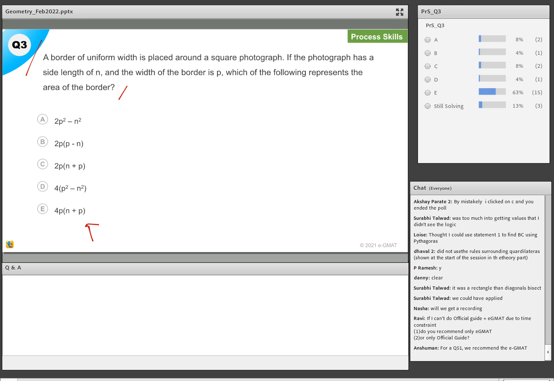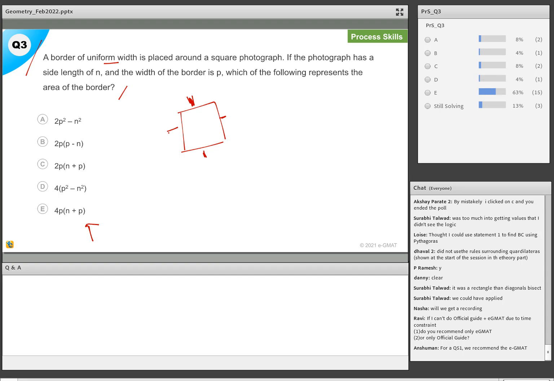All right. So this question, when it says a border of uniform width placed around a square photograph, immediately your brain should visualize the square photograph. Border of uniform width. What do you mean by uniform width? Which means if it is some particular distance this side, it's the same distance here, it's the same distance here, it's the same distance right here, right? This is what we mean by uniform width. Am I correct?